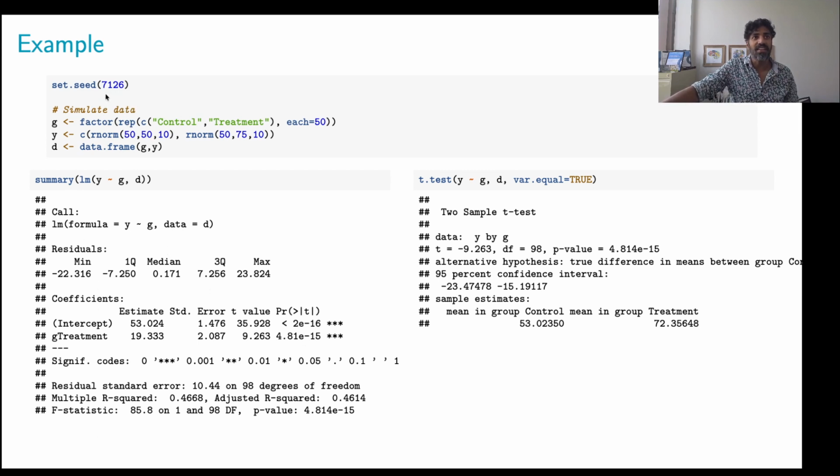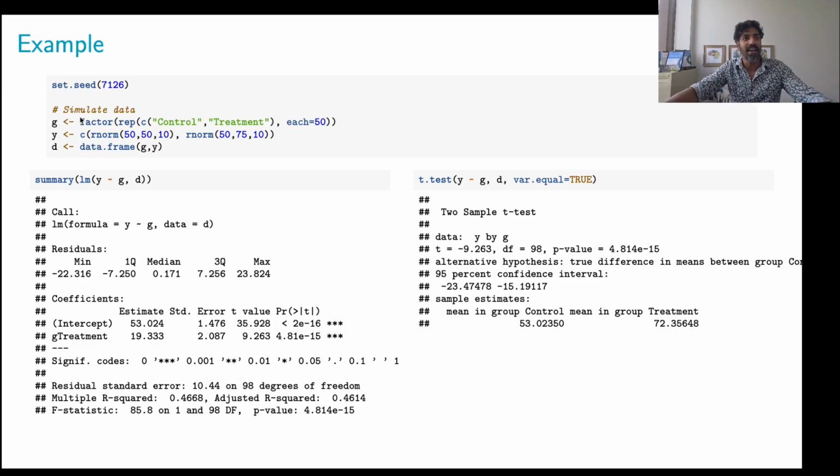I've set the seed. What this means is, because I've simulated the data, it starts from 7126, so it's reproducible. You could set the seed at any number. It just is where it starts sampling from, so every time you sample, you get the same results. I just put 7126 because that's the course code.